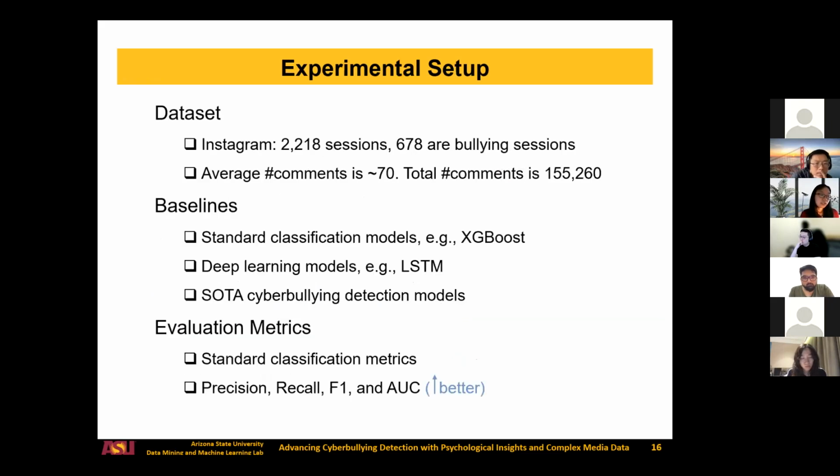So for the evaluation, we still use the benchmark data sets, and most of them are non-bullying sessions. For the baselines, we include the standard text classification models, as well as deep learning models and some of the state-of-the-art cyberbullying detection models. Since this is a classification task, we include standard classification metrics such as precision, recall, F1, and AUC scores. So the larger these scores are, the better the performance is.